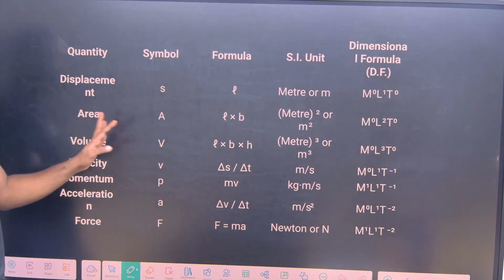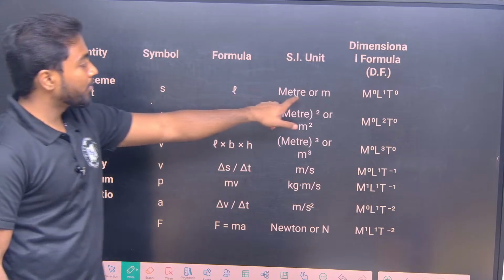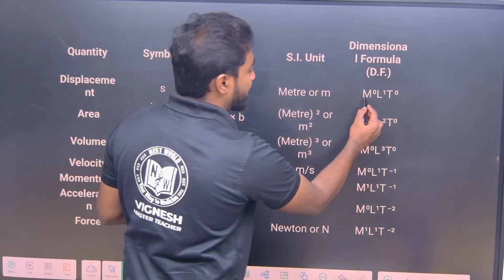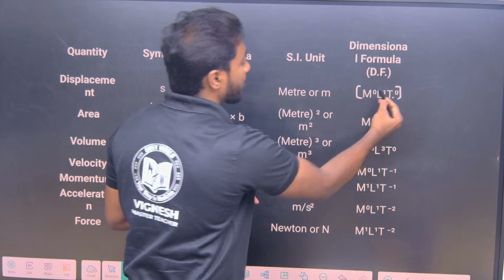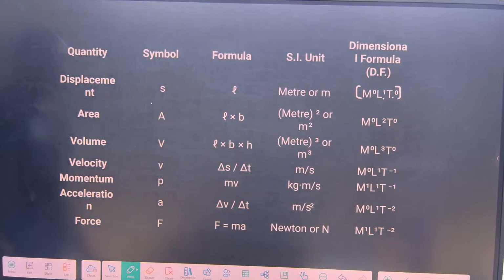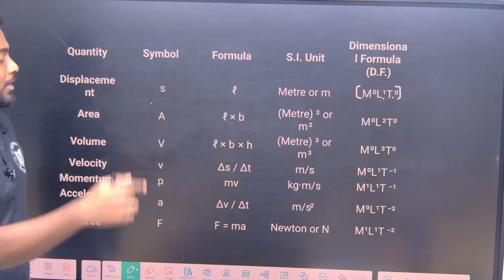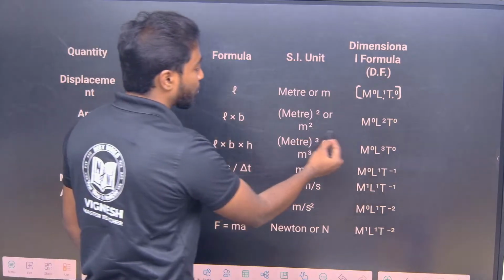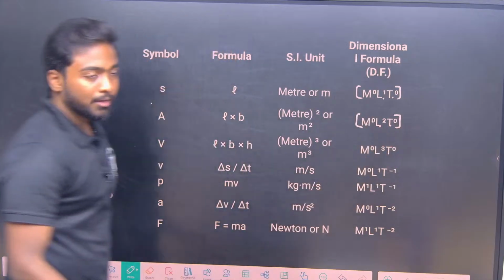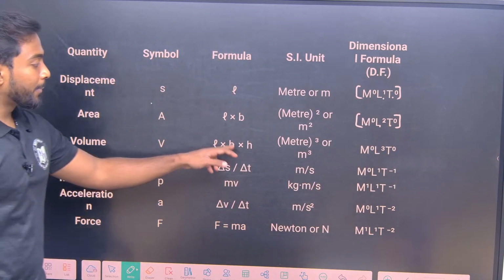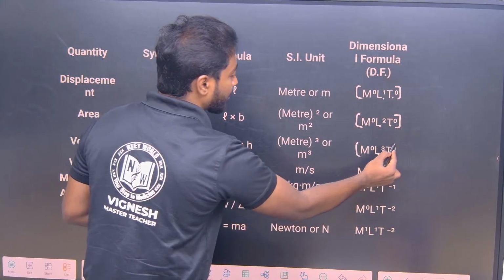Displacement, the symbol s or x, whatever it is, formula L, and SI unit is meter. The dimensional formula is M power 0 L power 1 T power 0. Area is length into breadth, both measured in meter, so meter square, M0 L2 T power 0. Then volume, length into breadth into height, so meter cube, M power 0 L cube T power 0.